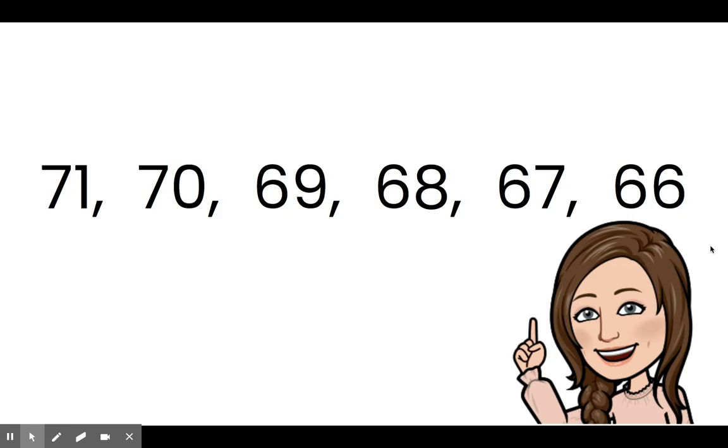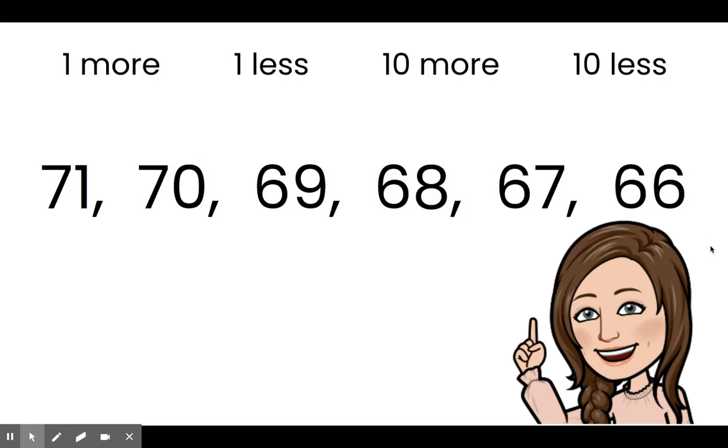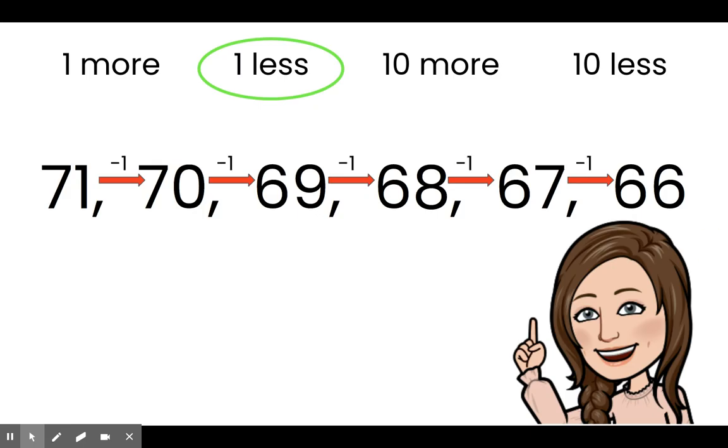Look at this pattern. Can you tell which pattern rule we're using? 71, 70, 69, 68, 67, 66. Look closely. What place value spot is changing? One less is the rule here. Each time we say the next number, we're taking away 1.